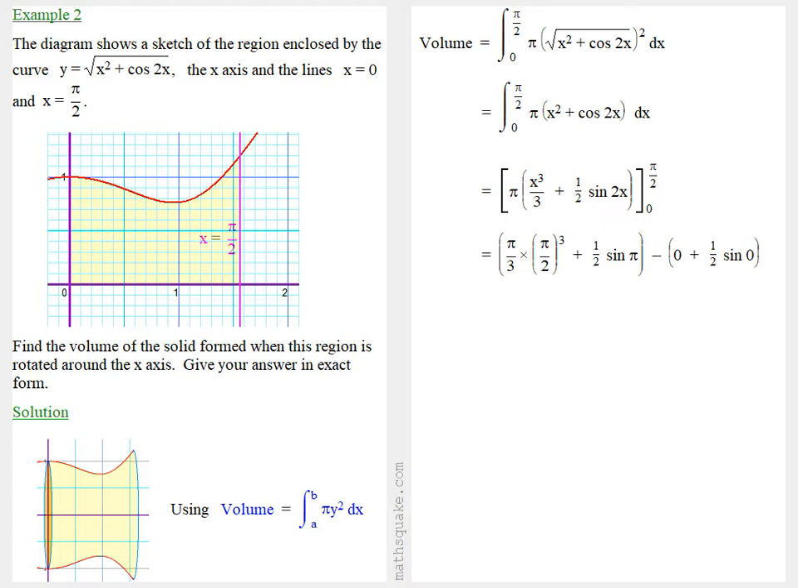Now sine of pi and sine of 0 are both 0, so we're left with pi by 4 over 24 plus 0, take away 0 plus 0. And so we get the volume is equal to pi to the power of 4 all divided by 24.